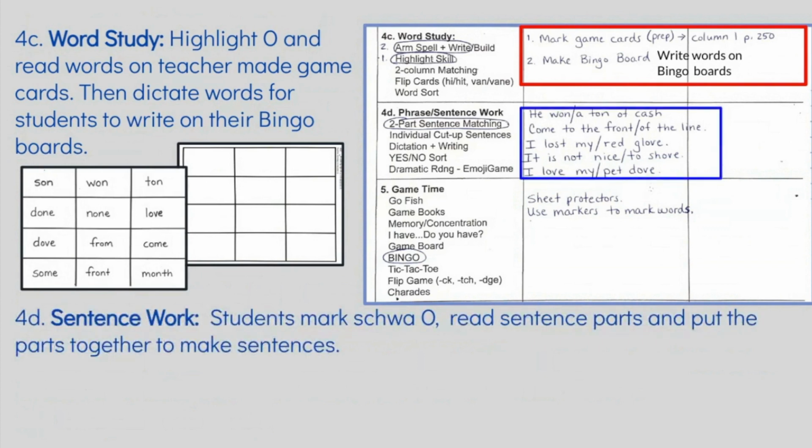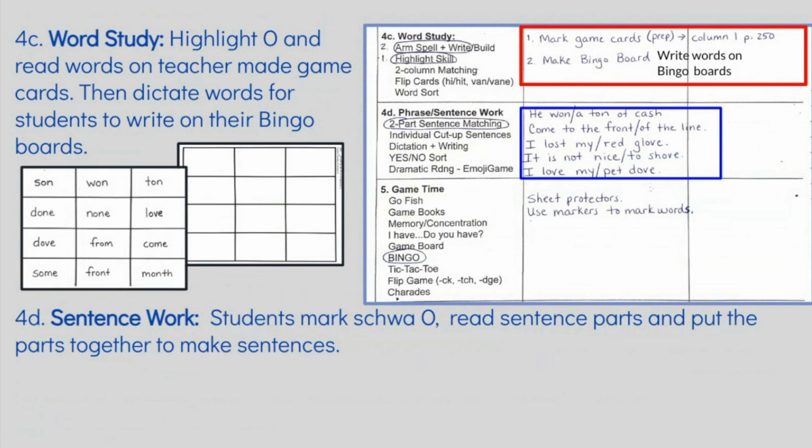The next component is sentence work. This can be done for day 2 if you have the students for a shorter period of time and can't fit it into the instructional block. I have chosen 2-part sentence matching and have created short sentences using the schwa words from the lesson page, being careful to use words with skills that the students have already been taught. Students will mark and read the schwa O words, read the sentence parts, and put them together to make meaningful sentences.